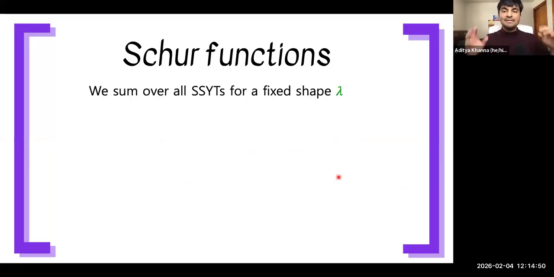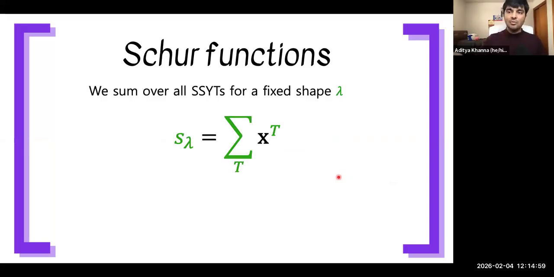So what I can do is I can give you a fixed shape. So I give you just the boxes, ask you to fill it in all possible ways, find the content monomials of those semi-standard Young tableau, and then sum over all of them. This ends up being a symmetric function. The next slide we'll do an example.